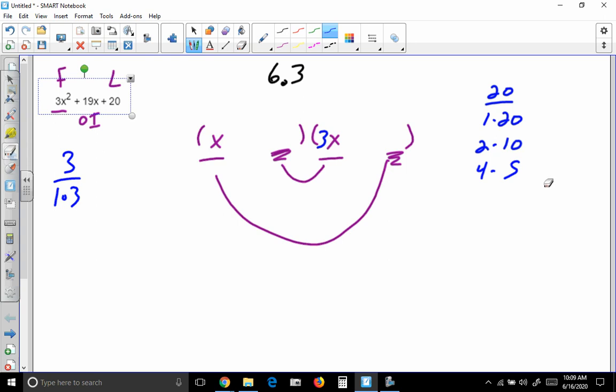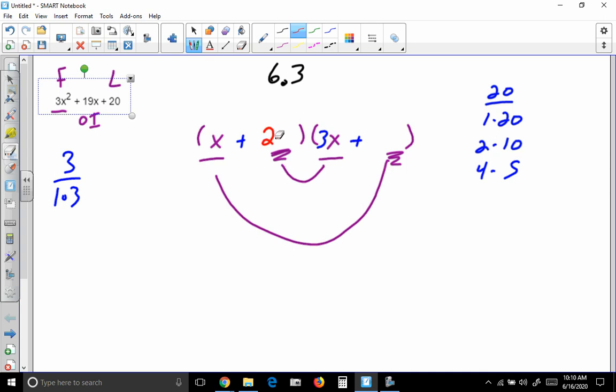One thing that we can determine, though, are signs. This one is positive, which tells us our signs have to be the same. That one tells us we need plus and plus. So these numbers have to multiply to make 20, and then our inner and our outer products have to make 19. So it's not always obvious to begin with, so we can pick a combination and try it.